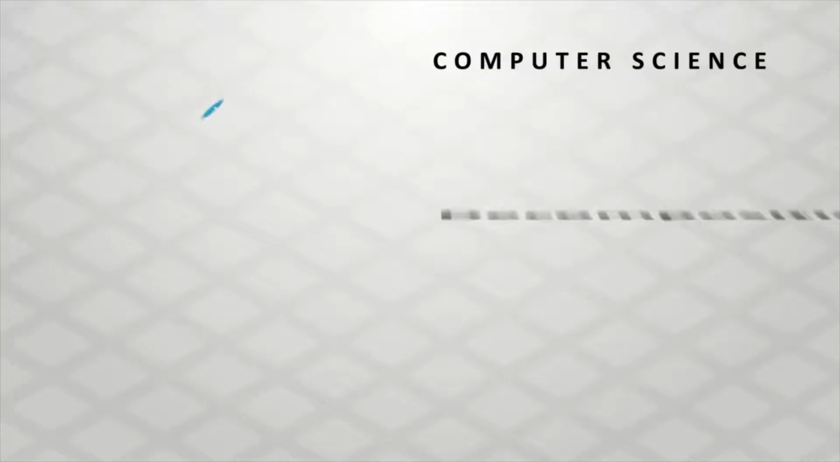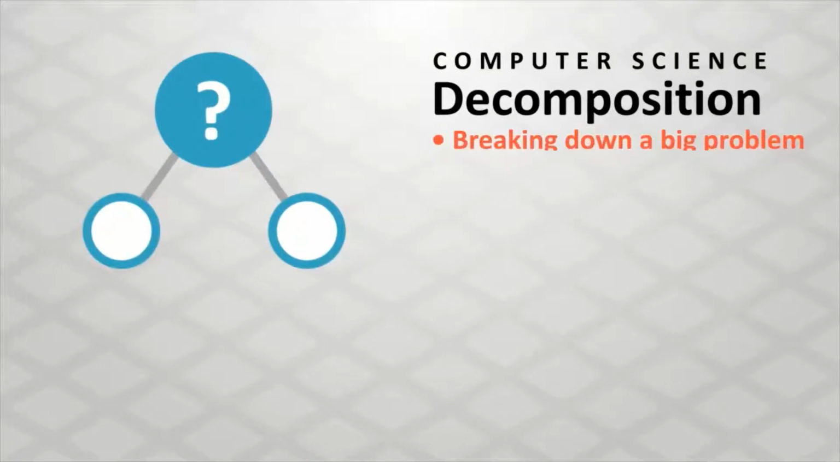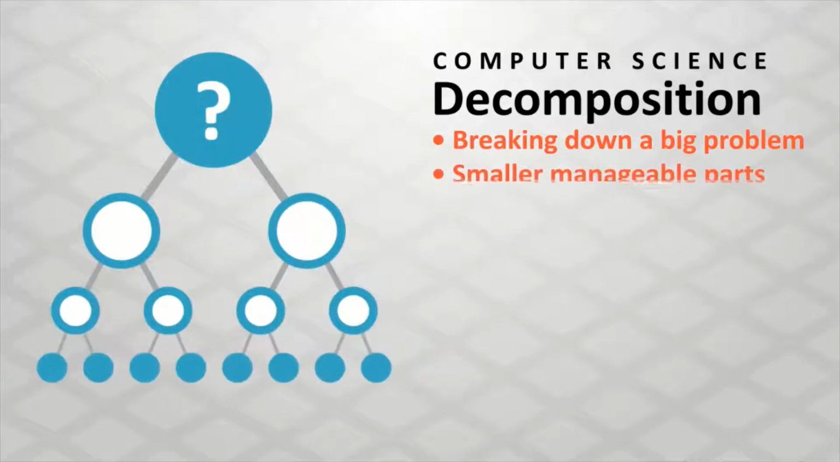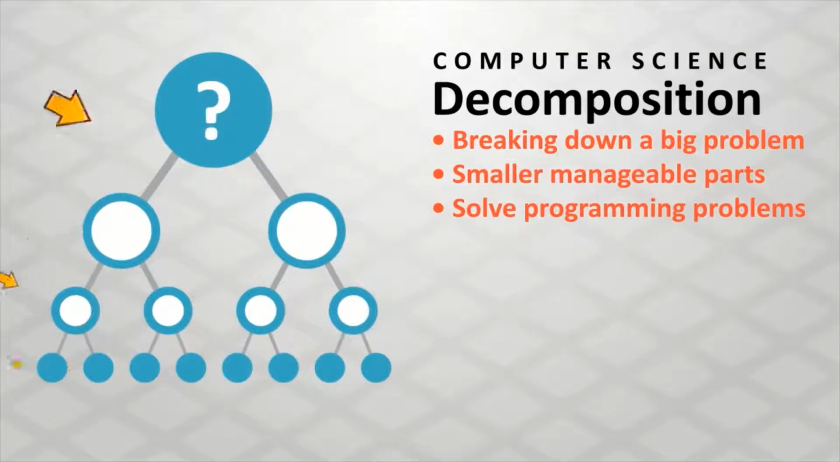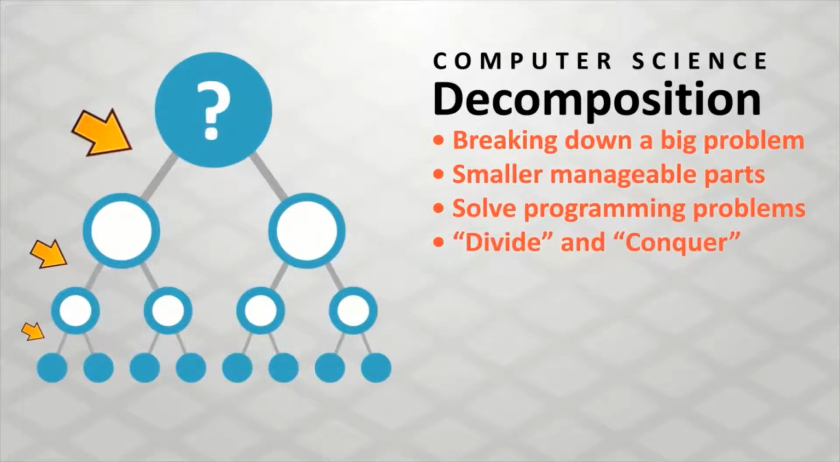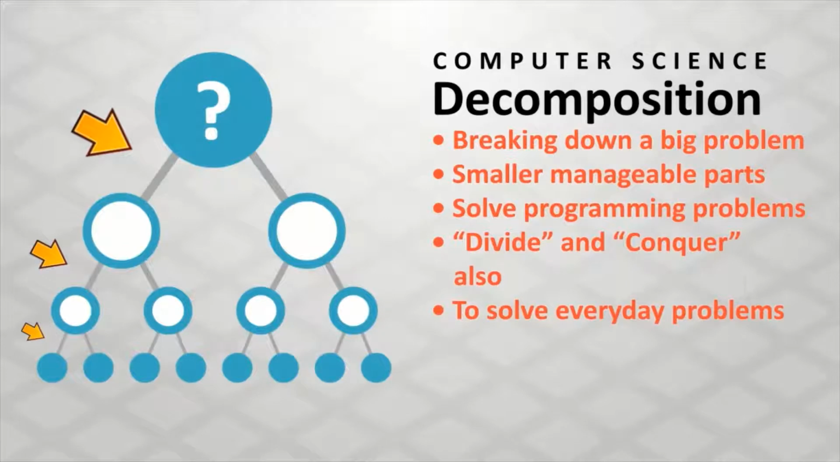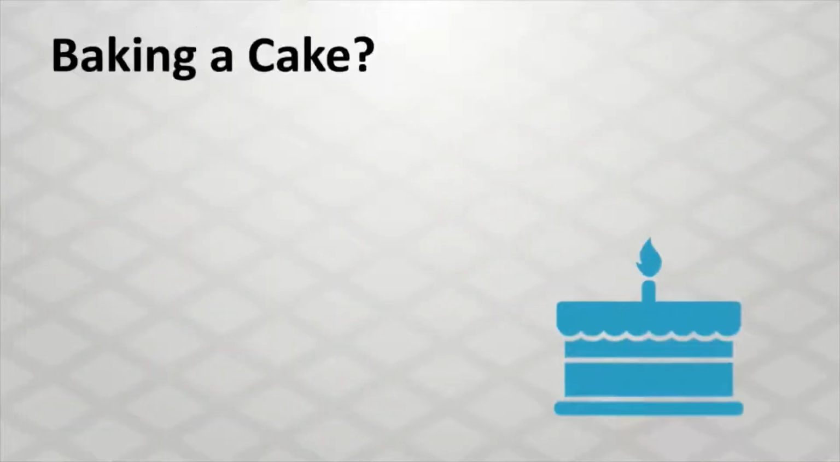In computer science, decomposition is the process of breaking a big problem into smaller, manageable parts. Although decomposition is a proven technique for solving programming problems, this divide-and-conquer methodology can also be used to solve other everyday types of problems.